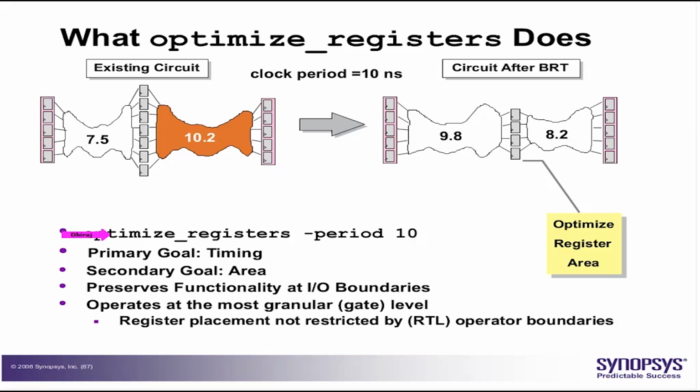So the command is optimize_registers -Q, give the period. Primary goal is obviously timing, secondary goal is area. It preserves functionality at our IO boundaries, which is very important. The functionality of your design does not change, which is very important. It operates at the gate level. Register placement is not restricted by RTL operator boundaries. So you code your RTL the way you like, obviously following guidelines, and let optimize_registers do the rest of the job.